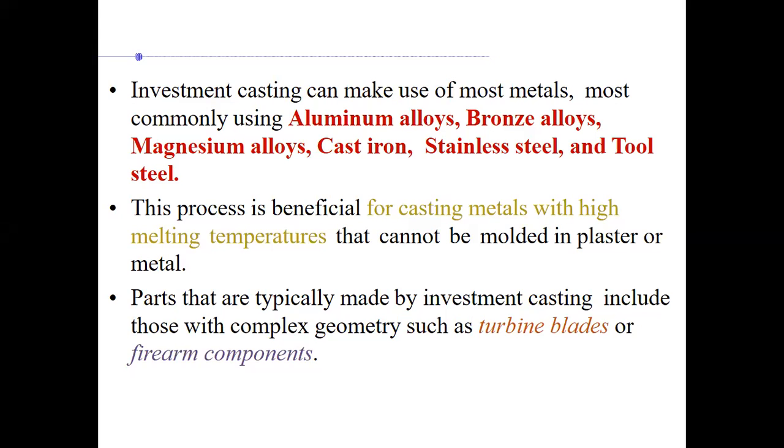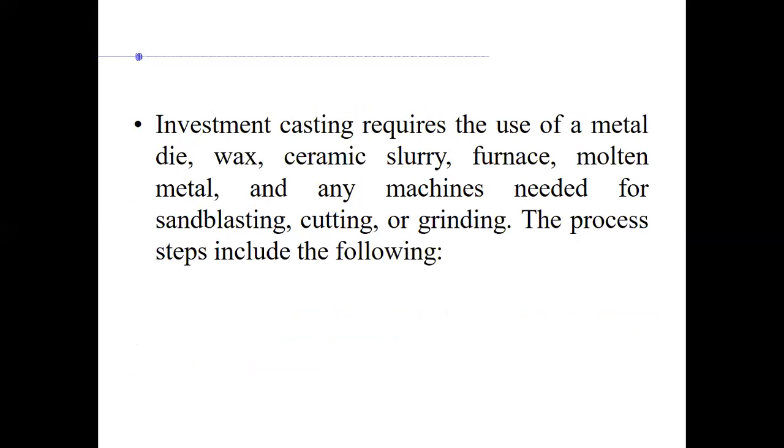Okay, this process is beneficial for casting metals with high melting temperatures that cannot be molded in plaster or metal. So you can go for investment casting for those. Parts that are typically made by investment casting include those with complex geometry such as turbine blades or firearm components. It requires the use of a metal die, wax, ceramic slurry, furnace, molten metal, and any machines needed for sandblasting, cutting, or grinding. The process steps include the following.